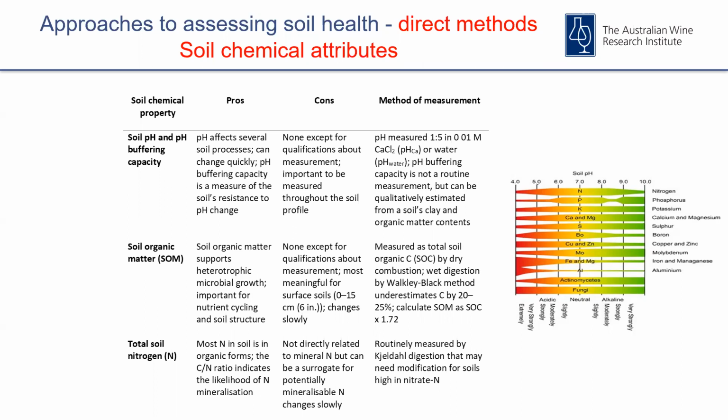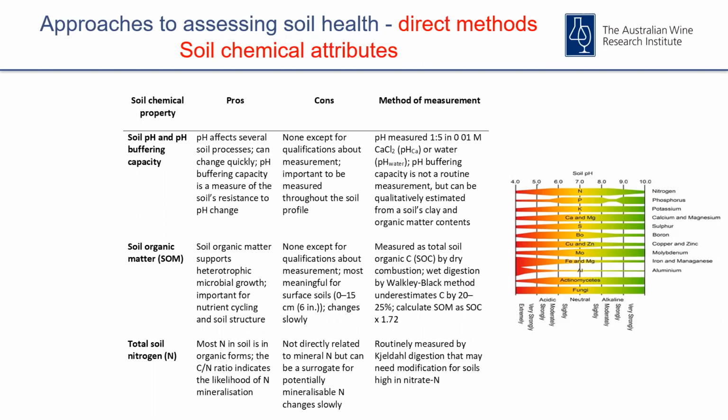Other ones around soil organic matter. Of course, soil organic matter is really important for supporting microbial growth, and it's certainly important in nutrient recycling and soil structure. No real negatives around that one, except for qualifications about measurement. Most meaningful for soils really in that top 0 to 15 centimetre layer, and it changes slowly.